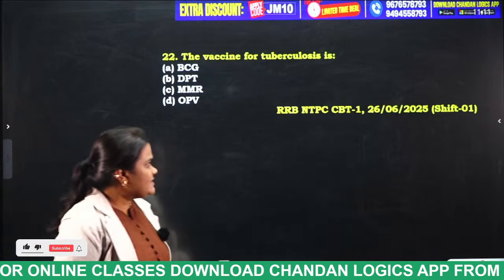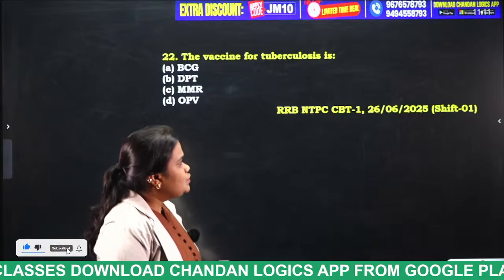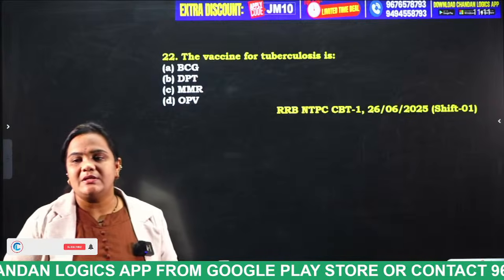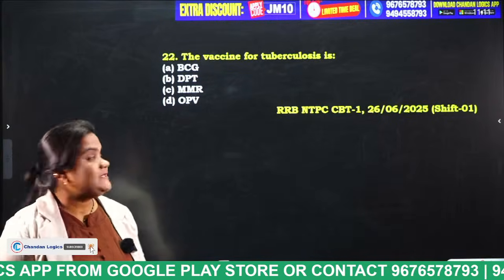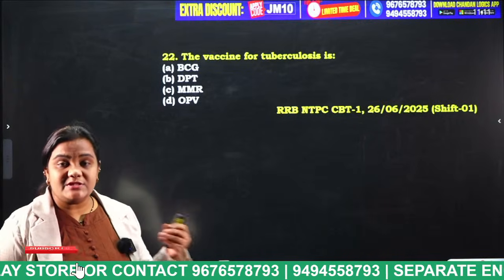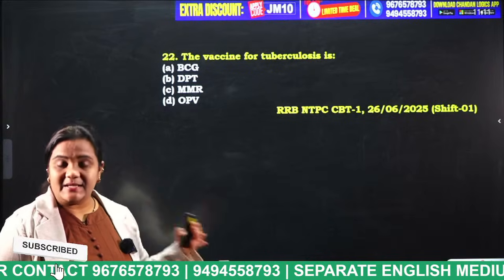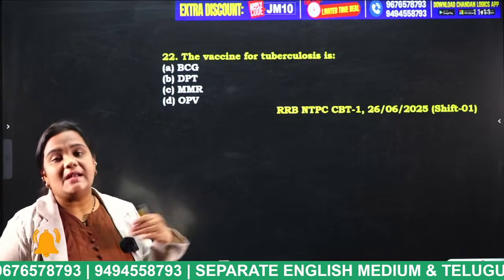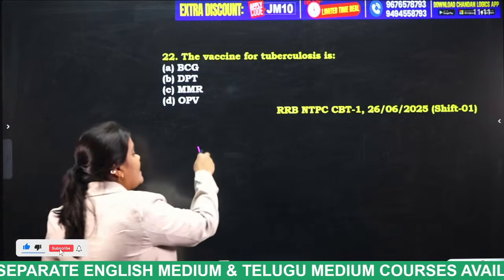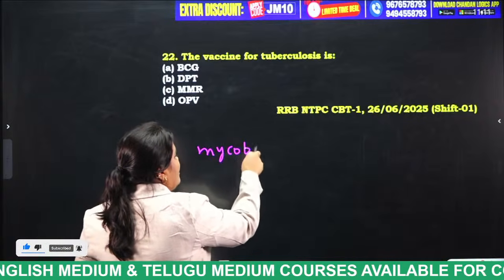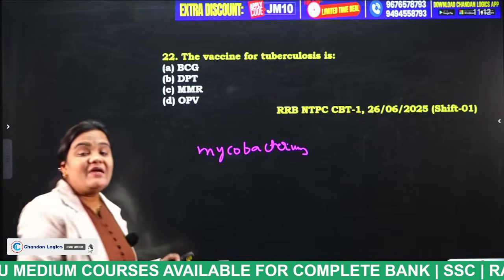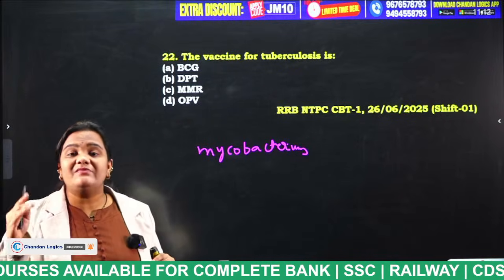This question has been asked in RRB NTPC CBT 1, June 26, 2025. So tell me, students, what is the answer for this question? Tuberculosis, TB: which part of our body will be affected? Lungs. It is also caused by a bacteria. The bacteria name is Mycobacterium tuberculosis. These bacteria will enter into our body and affect our lungs, so the person will get TB.